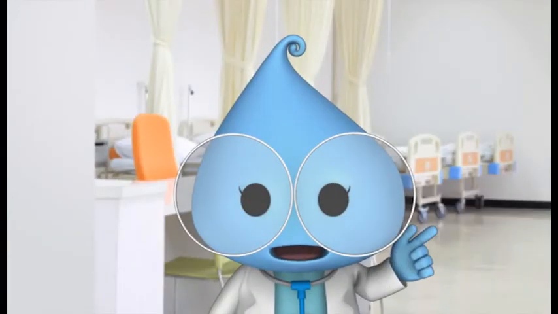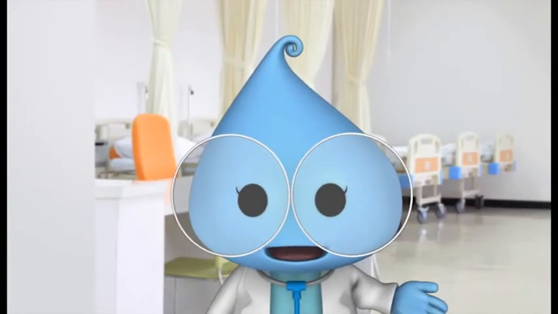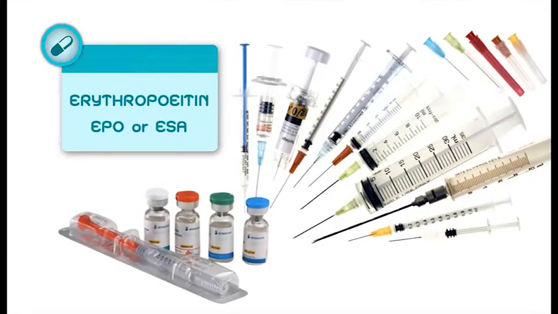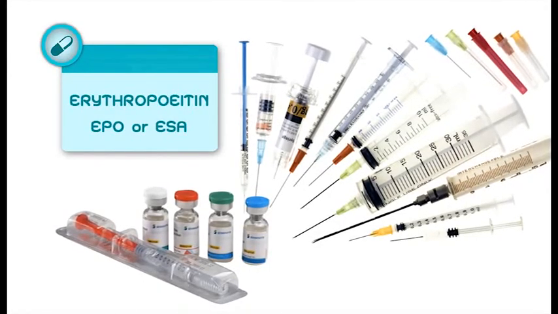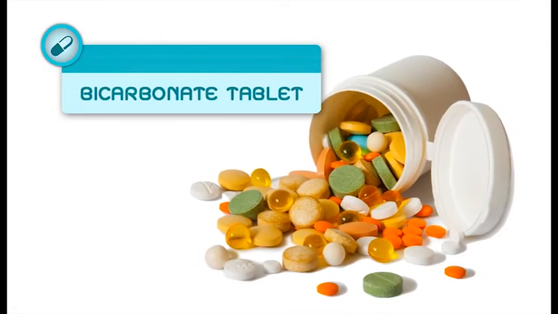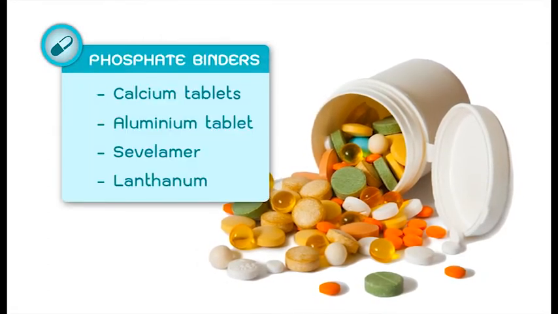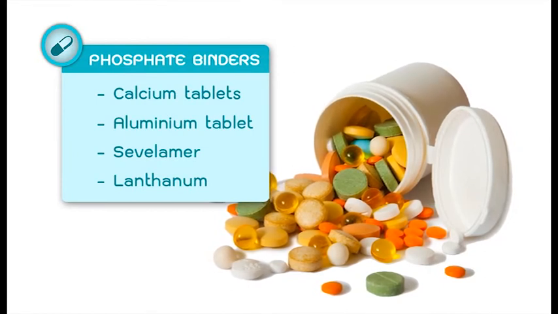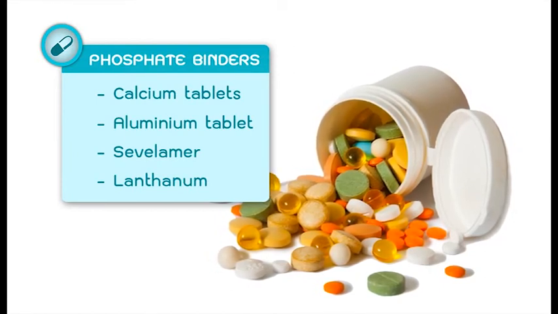Most PD patients will also be prescribed several oral and injectable medications as follows. 1. EPO or red blood cell stimulating drug. 2. Antihypertensive drugs. 3. Acid-reducing agents. 4. Phosphate chelating agents including calcium tablets, sevelamer, and lanthanum.